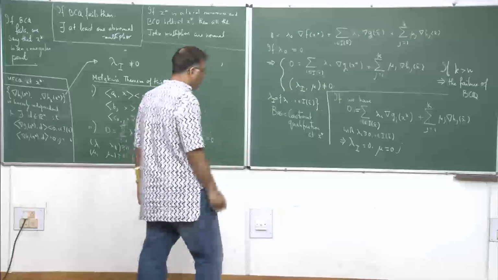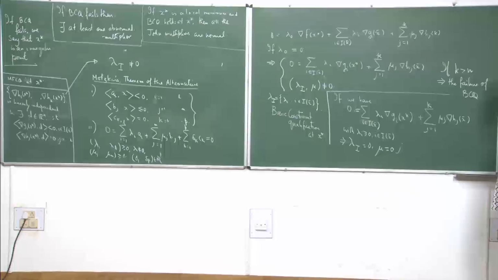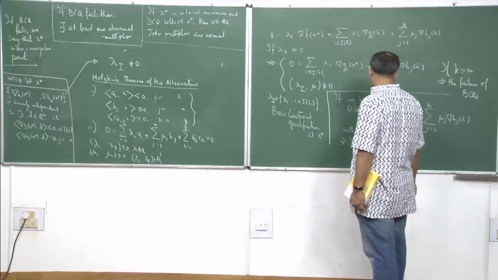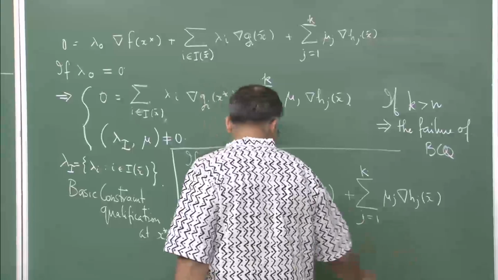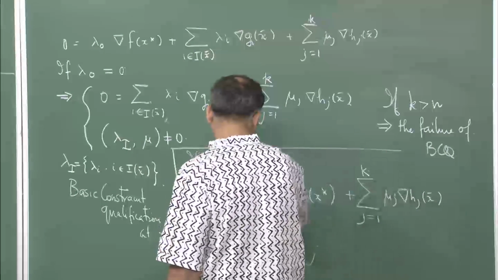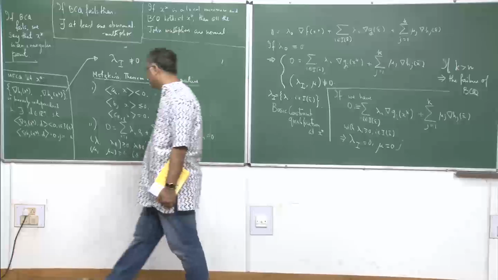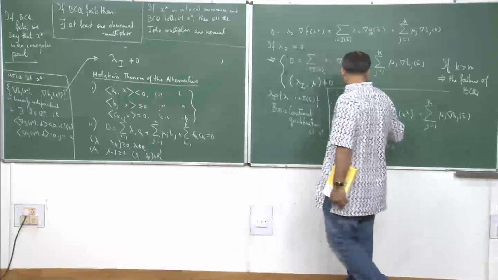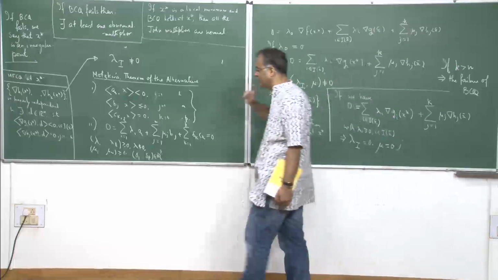Now, on the reverse, suppose you have a system where you know that the BCQ is holding, which means, so what does it mean? That if this system has a solution, then this system means this is, sorry, I am making a mistake, I will just come back once again.